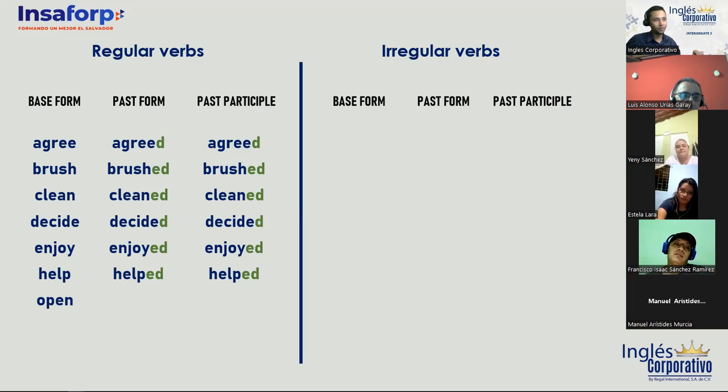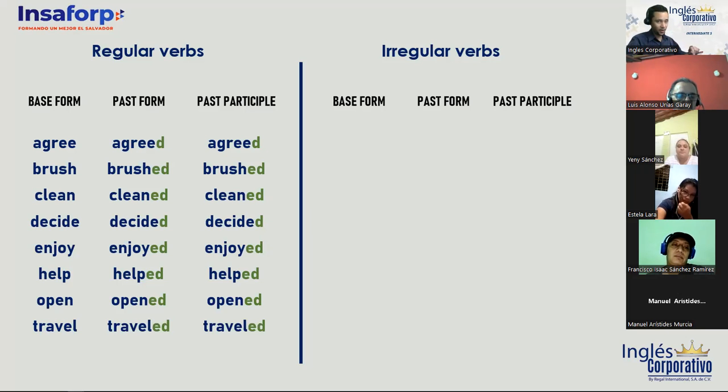What about the verb open? What's the past form and past participle? Opened. And past participle is opened. Very good. What about the verb travel? Traveled. Very good. And the past participle is also traveled.